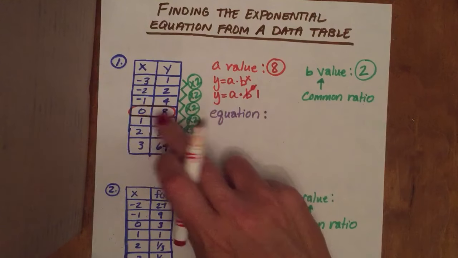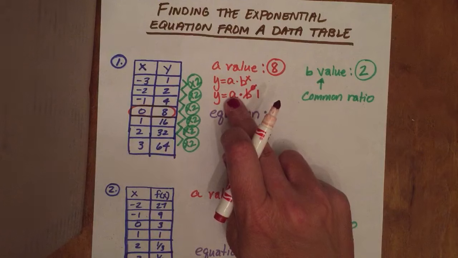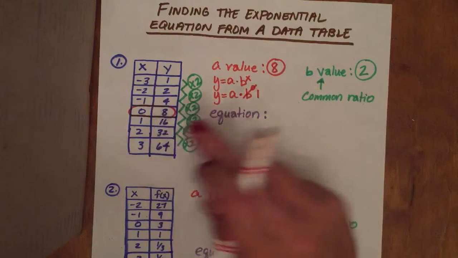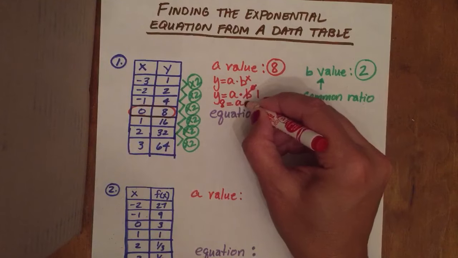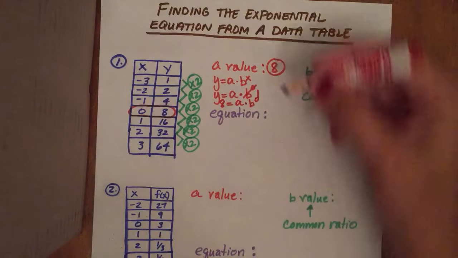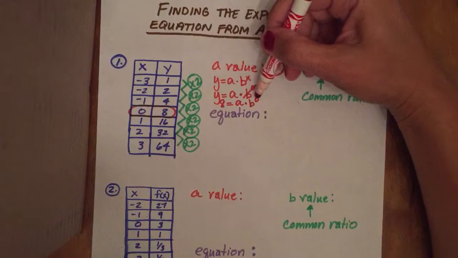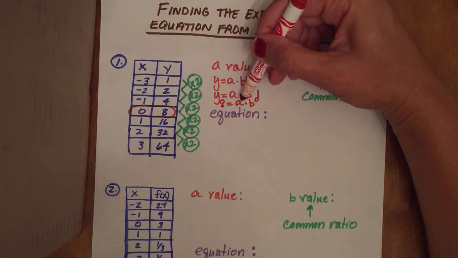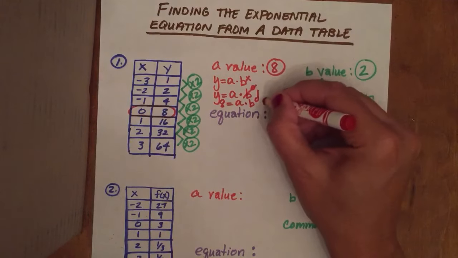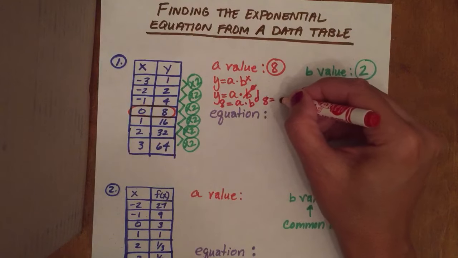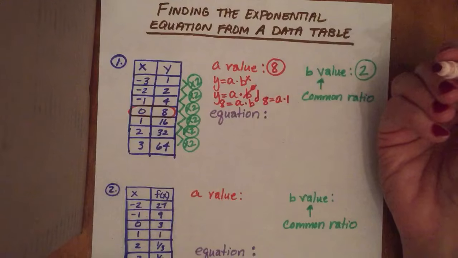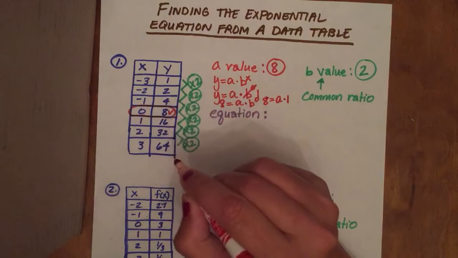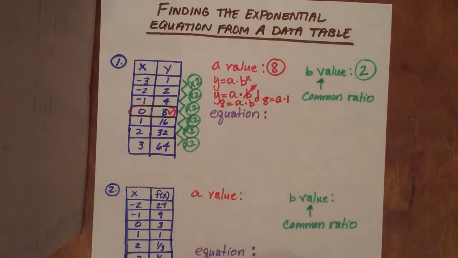So if I were to plug in 0 here, it would be a times 1. If I plugged in the entire set of coordinates, 0 and 8, I would have 8 is equal to a times b to the 0. Well, that means 8 is equal to a times 1. So essentially, a is 8, which is the same thing you have here. So your a value is 8. And we'll do a couple more examples of these to make more sense.